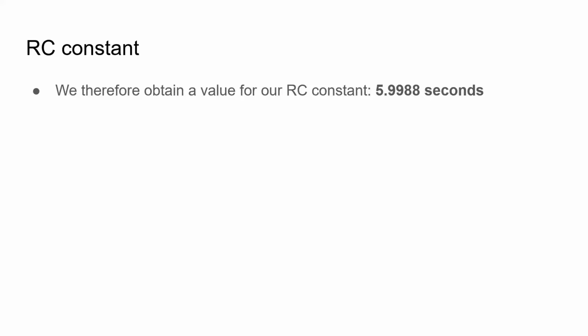As we saw from our Excel sheet, we obtain a value for our RC constant of 5.9988 seconds. And this constant, by the way, is a measure of how fast or slow the capacitor charges and discharges. The greater the RC constant, the slower the charge or discharge of the capacitor.